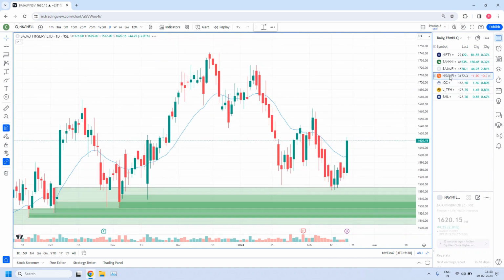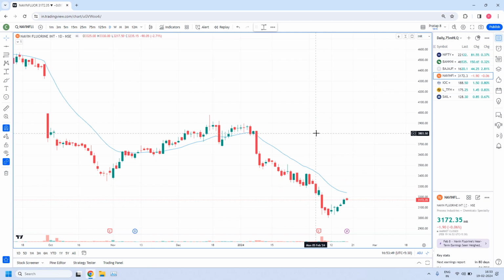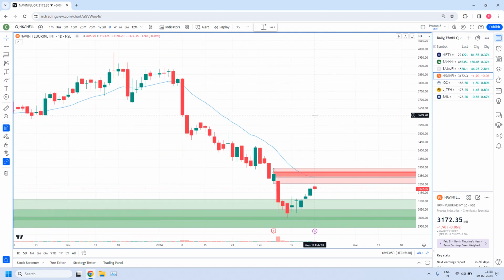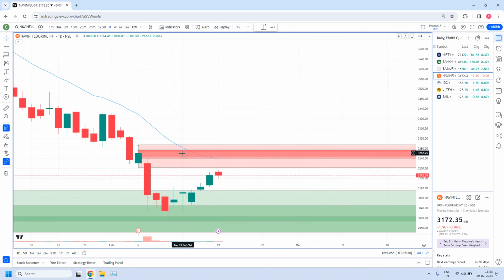The next one we got yesterday is Navin Fluorine. Navin Fluorine, actually this zone is having confluence with the daily moving average. This high liquidity zone, the 75 minute zone, is having confluence with it. So this is one plus point. The probability is very high. If prices would have reached, it could have been another successful trade today.